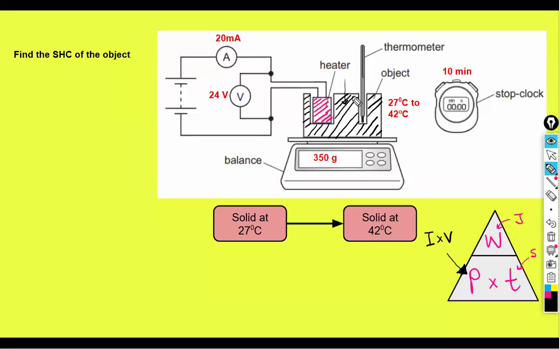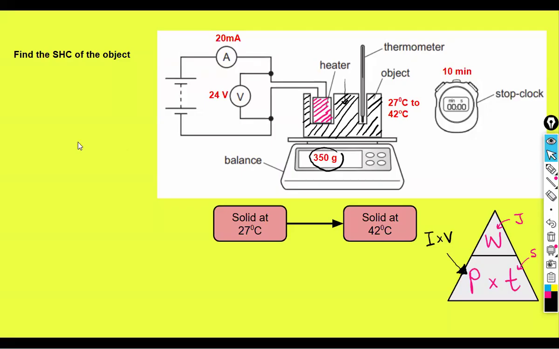I want you to find the specific heat capacity of that piece of metal. Also, please don't fall for the trick. The weight of the metal is in grams. Just make sure and convert it to kilograms. Take a few minutes and see if you can get out of this question.